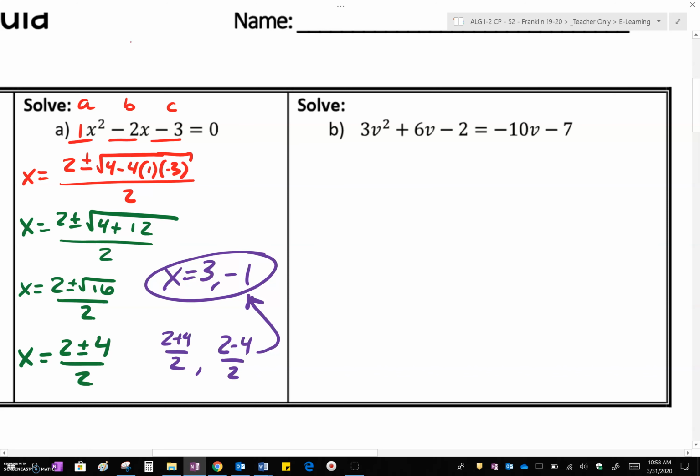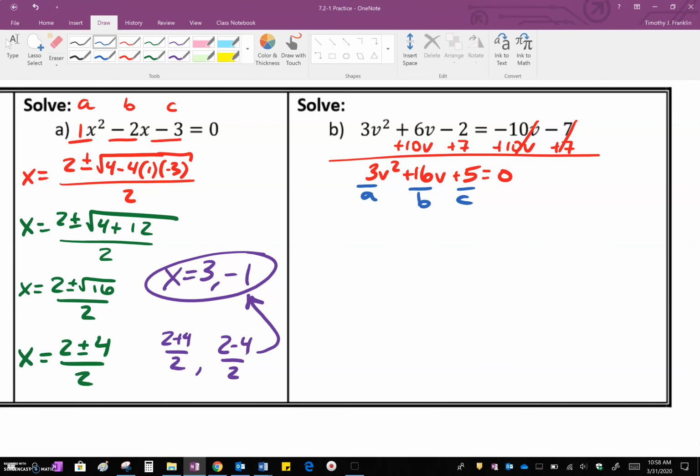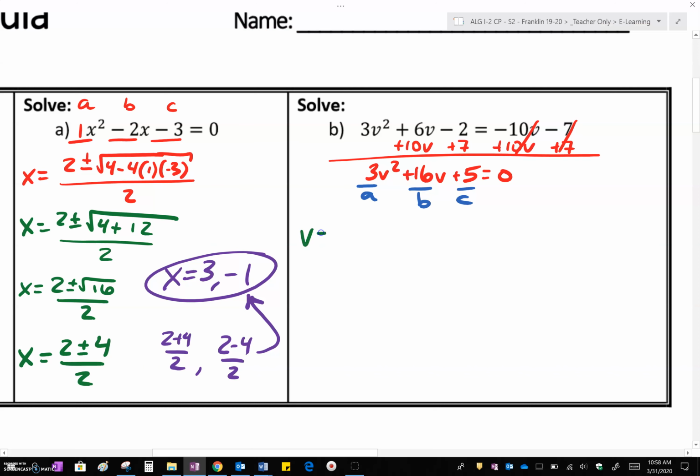Okay, example B, we have to get this into standard form first. We're going to add 10v to both sides, and we're going to add 7 to both sides. All right, so we've got 3v squared plus 16v plus 5 equals 0. Now that's in standard form. Let's pick out our a, b, and c values so we can get them into the formula. So v equals, and it's just replacing x with v. It works the same way.